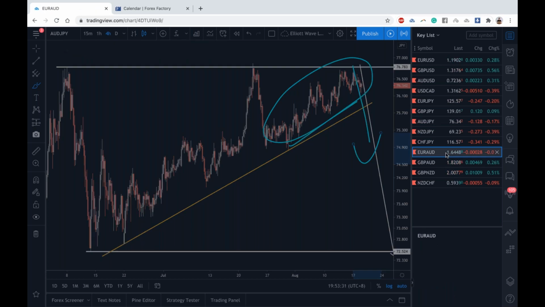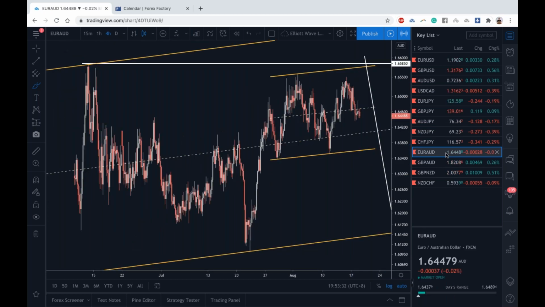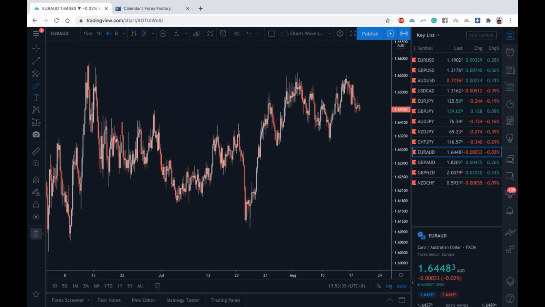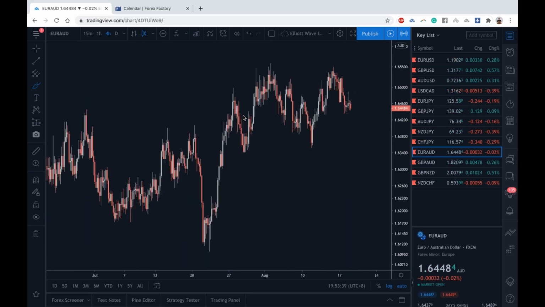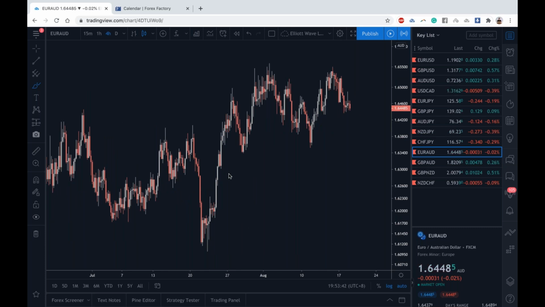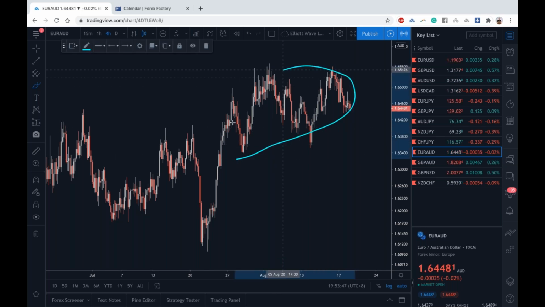Let me share with you some of the crosses, like Euro Australia. Let me clear all the drawings. So same thing in Euro Australia, on the 4-hour. Again, focus on the most recent price chart. Ask yourself, based on this, what is price doing? How is it moving? Is it going up very fast, or is it slowing down?